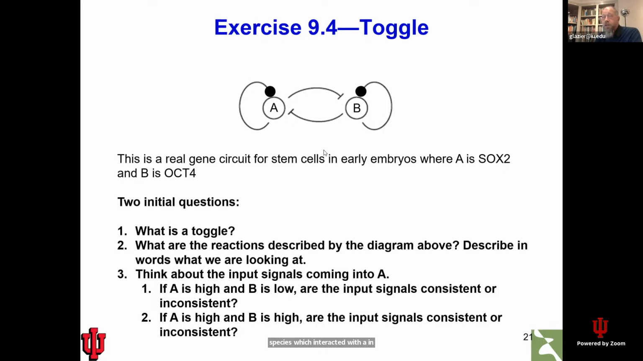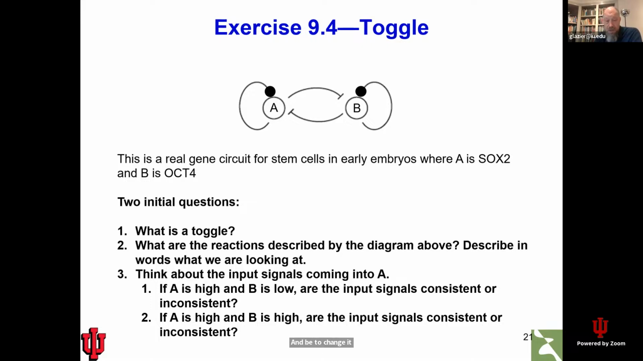In this case, we have A promotes itself, B promotes itself. So we have two, and remember, auto activation is bistable. And then we have A inhibits B and B inhibits A. And this circuit, to begin with, is completely symmetrical. A and B don't have any distinctive features. They could swap A and B, it wouldn't change it.